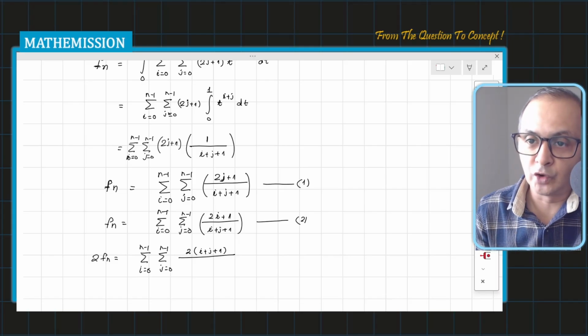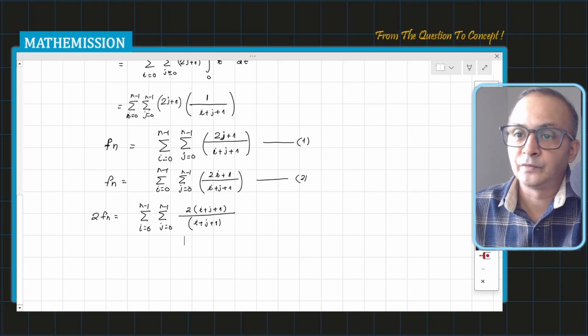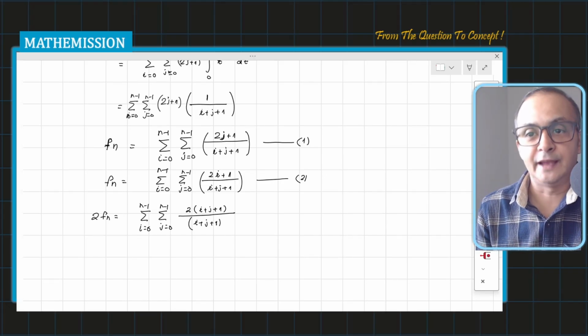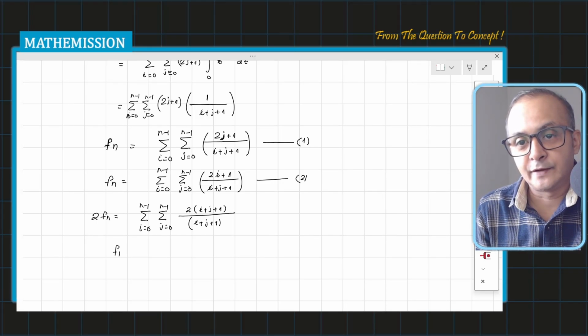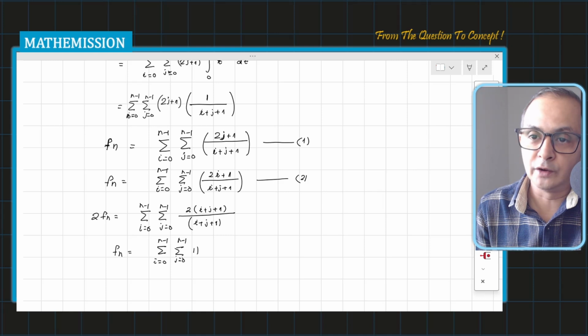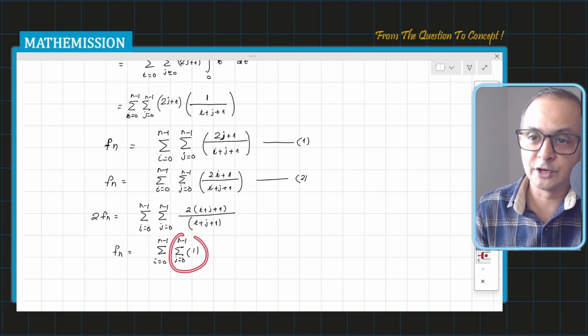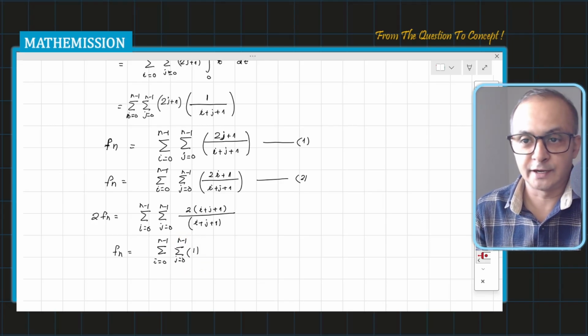So we can take 2 common. They'll give you i plus j plus 1 in the denominator, and notice what will happen. This will cancel the i plus j plus 1. And so we get Fn is equal to nothing but summation i goes from 0 to n minus 1 and summation j goes from 0 to n minus 1, and here only 1 is left out. Now what do we do? We first do the inner summation. So you are adding 1 n times because it starts from 0.